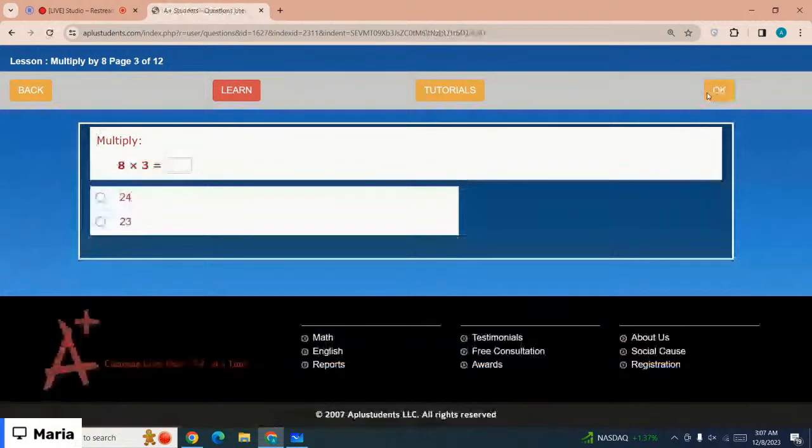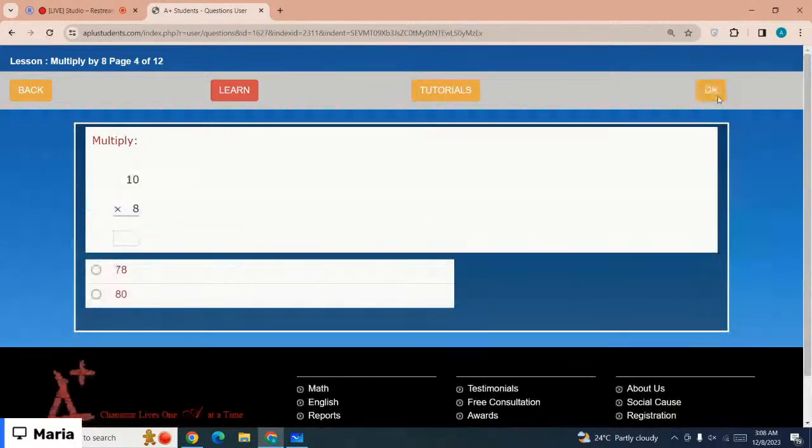Okay, the next one is 8 times 3. Which is the correct option? So 8 times 3 and 3 times 8 are exactly the same, right? So if you remember the table of 3, you can count 3 until 8. 8 times 1 is 8, 8 times 2 is 16, and 8 times 3 is 24. The correct option is 24. So 8 times 3 or 3 times 8, they both are exactly the same. That is 24. Got it?